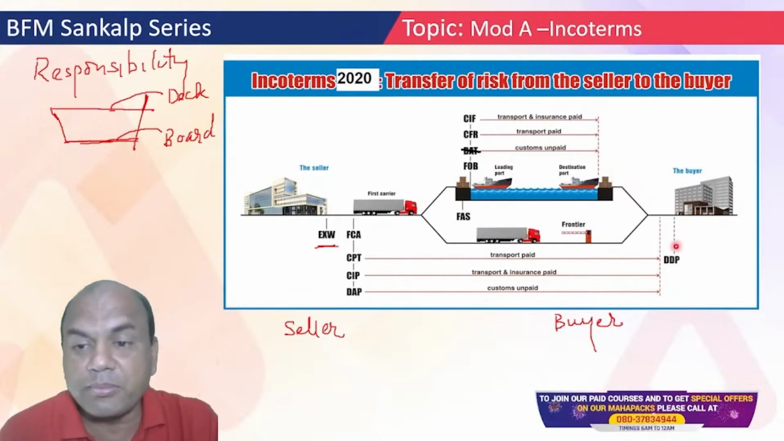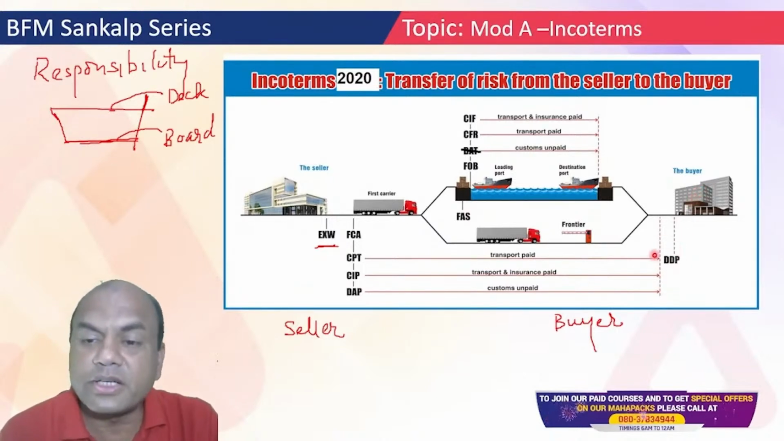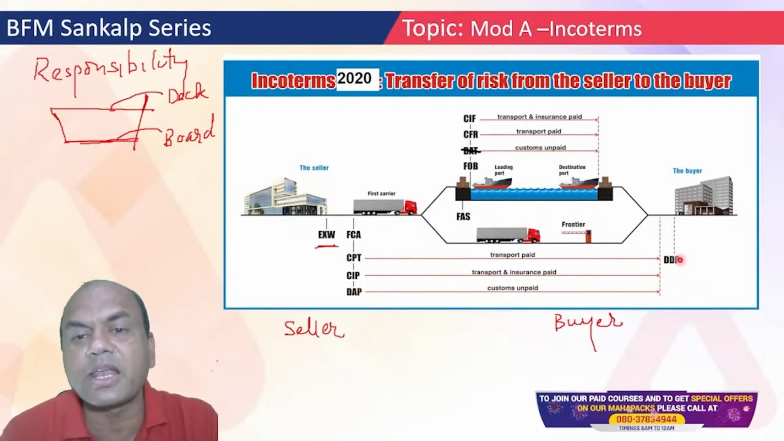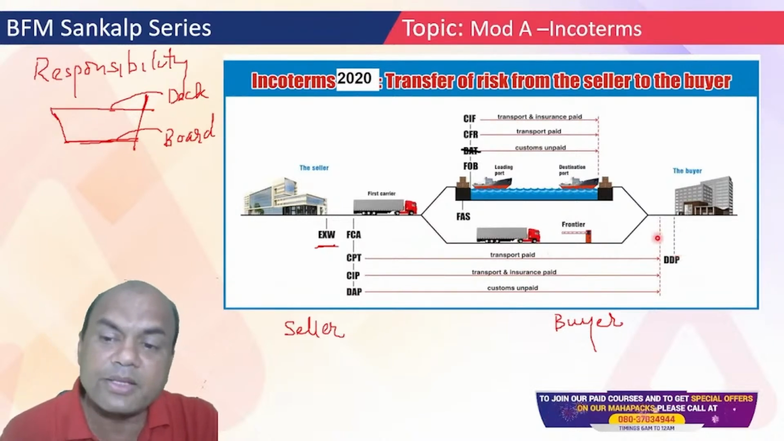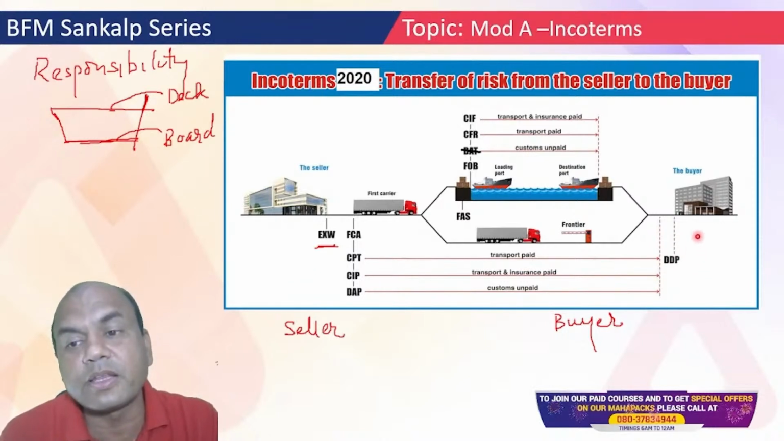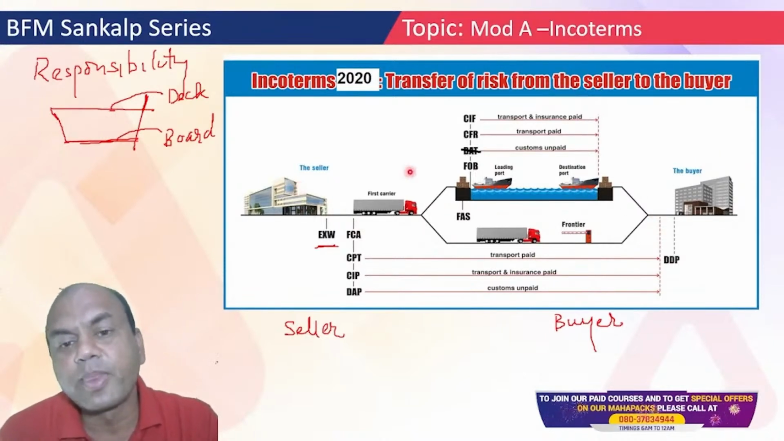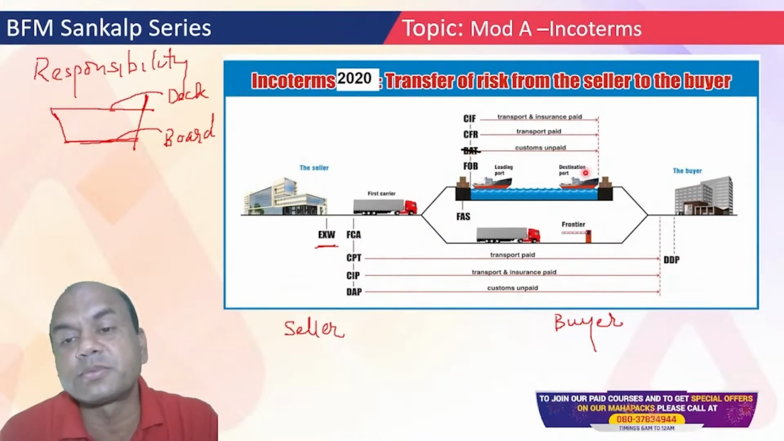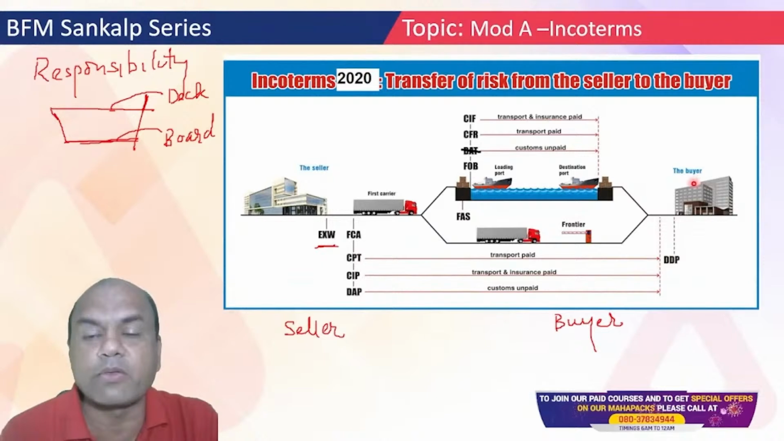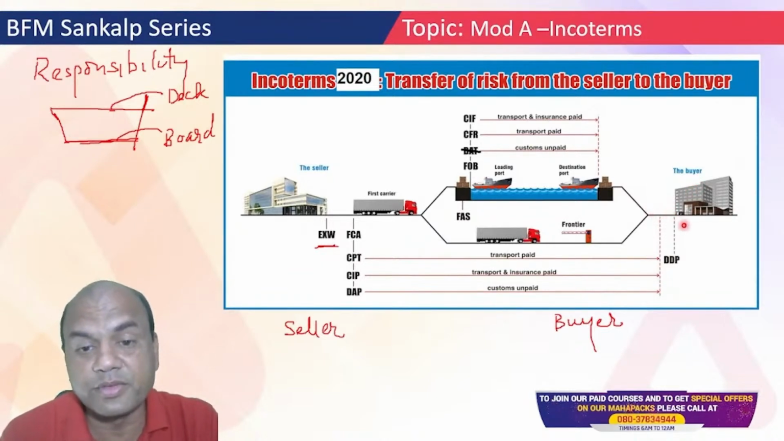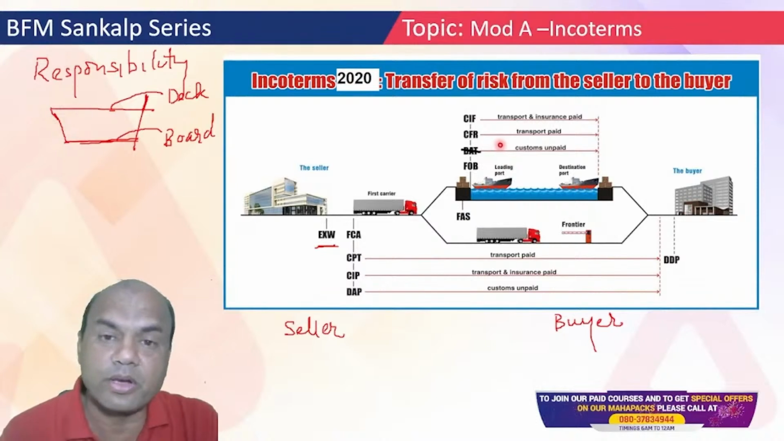And DDP, delivery duty paid. This is the best Incoterm for the buyer. Why? Because this DAP and DDP are applicable to both ship as well as road, rail, air or anything. DDP means delivery duty paid. It is the best Incoterm for the buyer because here every responsibility is on the seller: paying the customs duty at the export side, paying the customs duty at the import side, then bringing the goods up to whatever place the buyer wants. So that is known as DDP. So these are the 10 Incoterms which are used basically in any export or import trade.